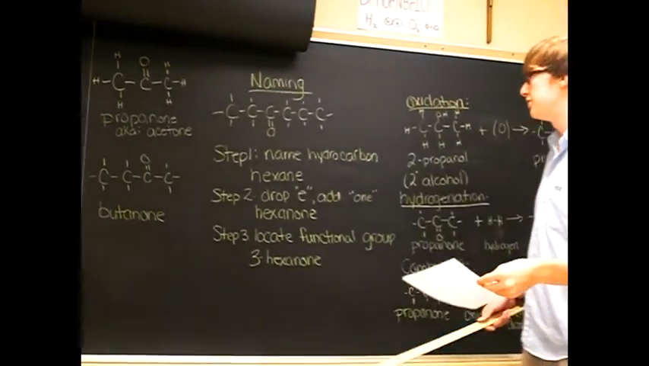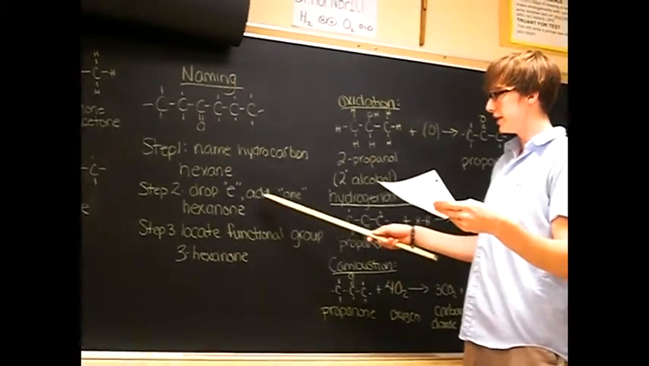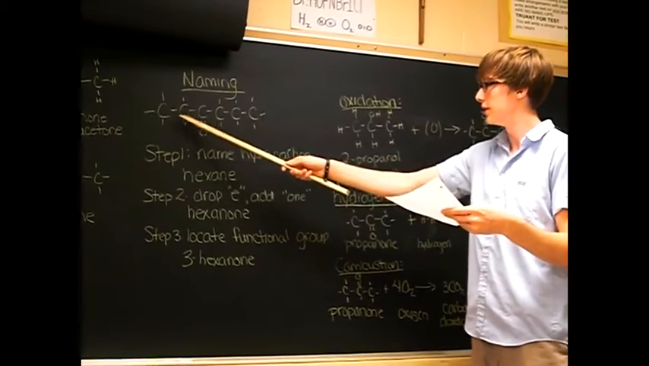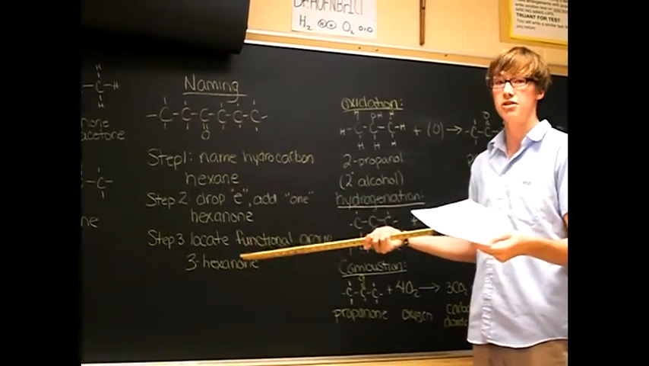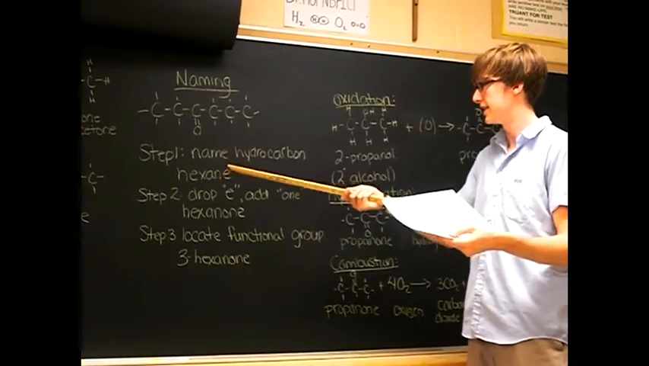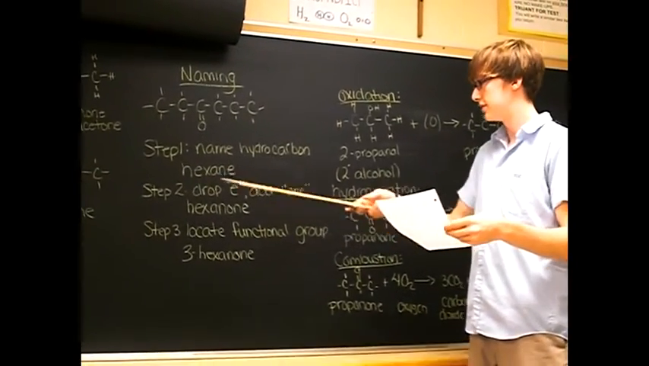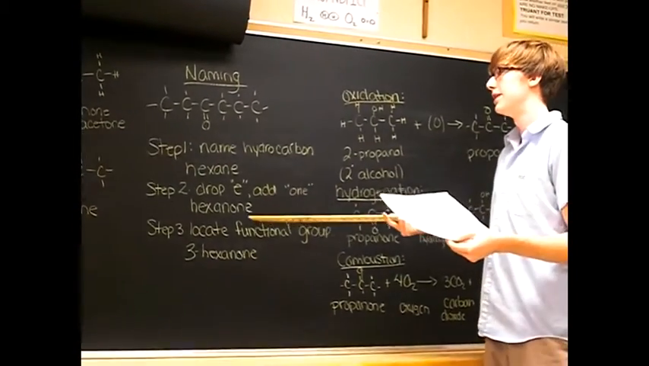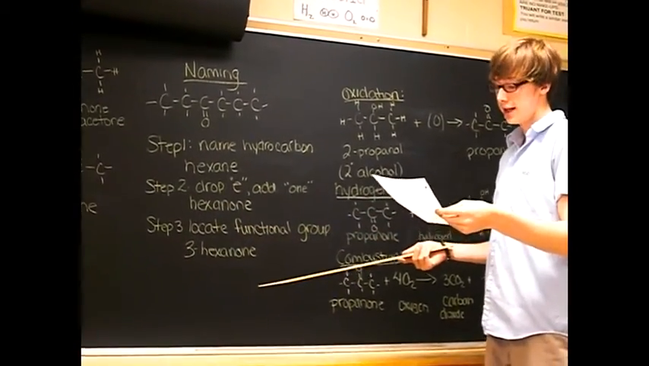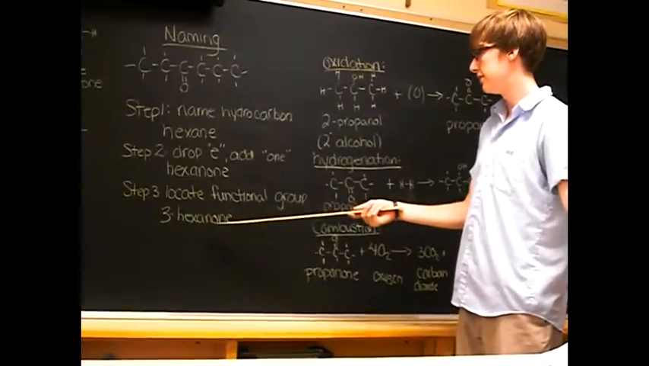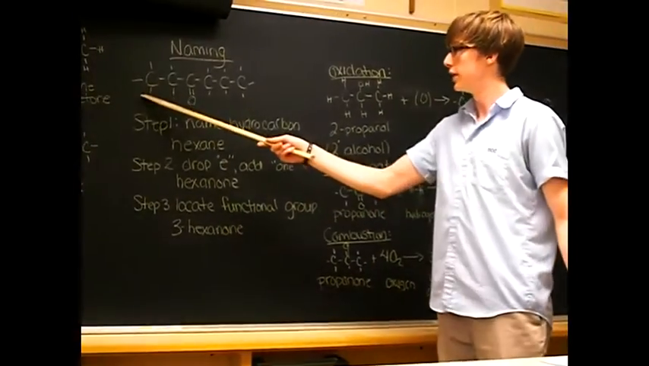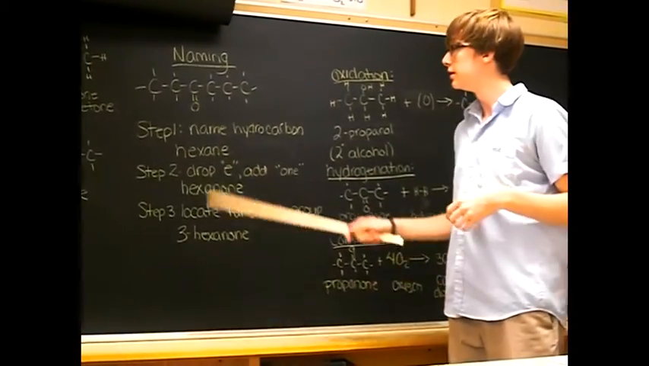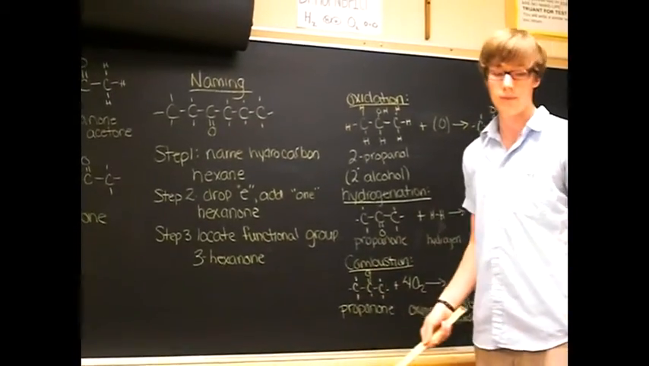The first step in naming a ketone is to name the hydrocarbon parent chain, which in this case is 1, 2, 3, 4, 5, 6. That translates to hex, so it will be hexane. The next step is to drop the E on the end of hexane and add one, so hexanone is what we'll have after. Step 3 is to locate the functional group. In this case, 1, 2, 3. Our functional group is on the third carbon, and that will make it 3-hexanone.